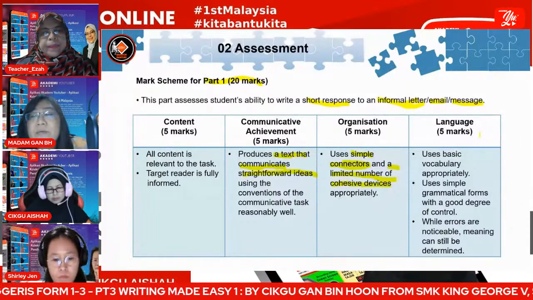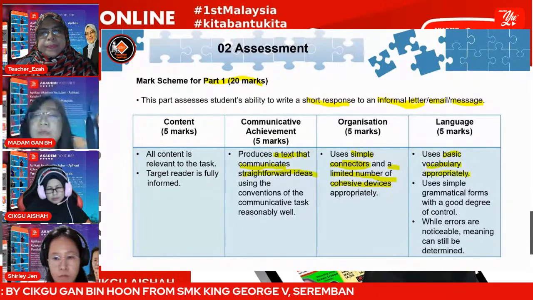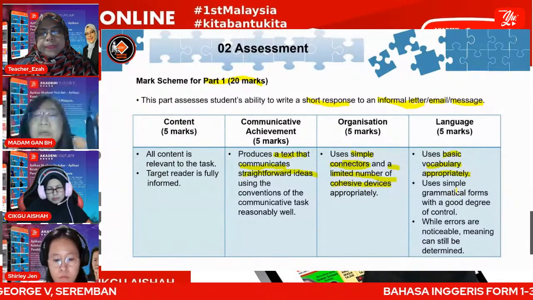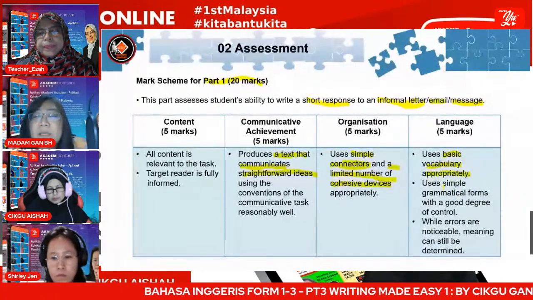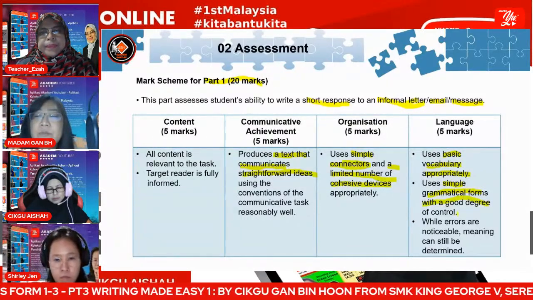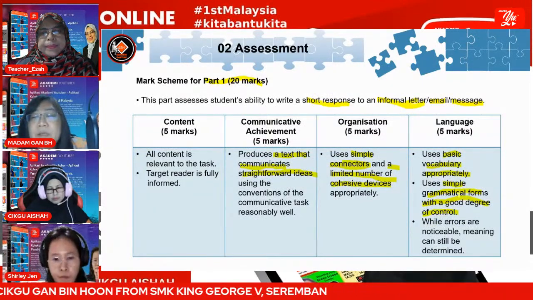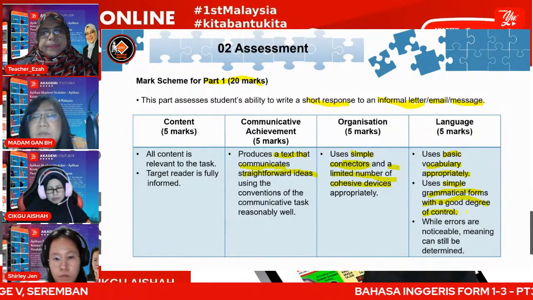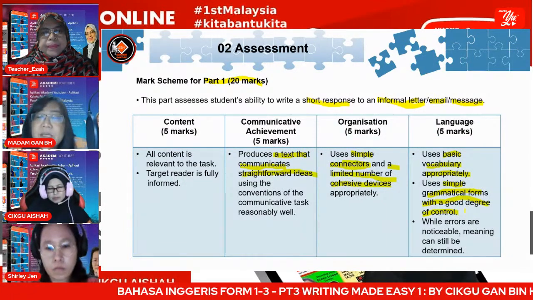How to get 5? You have to use basic vocabulary. The vocabulary must be appropriate. Okay, suitable with what you're writing. If it's about celebration, the vocabulary must be suitable for celebration or describing celebration. And then let's look at your grammar. So simple grammatical form with a good degree of control. You must be able to write simple sentences correctly. Okay. So only simple sentences. So if you try to write maybe complex sentences, there may be more errors there. Okay. So you have to control and make sure that your simple sentences are correct.